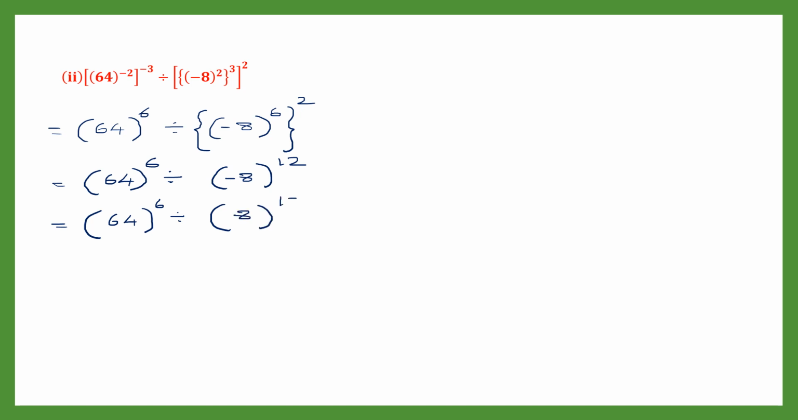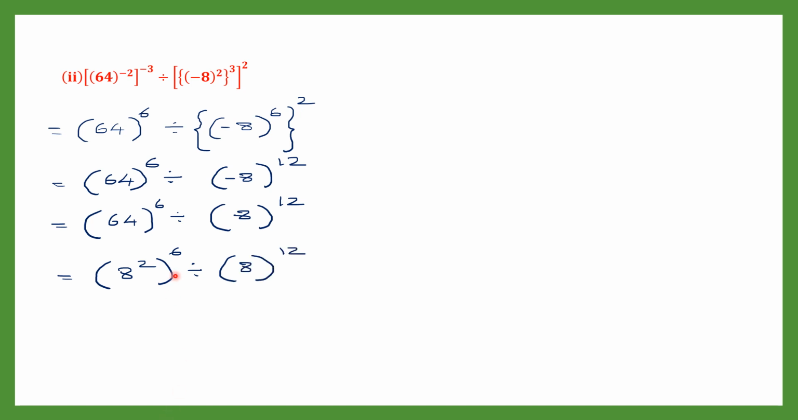How did my negative sign become positive? Because if you have a negative integer raised to an even number, then your answer is going to be positive. So our answer will be positive. Now here what we can do is we can change this to a base that is 8 because we already have 8 here. Now 64 is 8 into 8, that is 8 to the power of 2. So this is 8 to the power of 2, and now this whole thing is raised to the power of 6 divided by, this is already 8 raised to the power of 12.